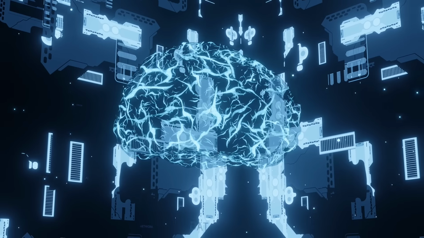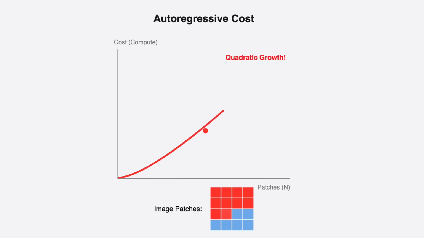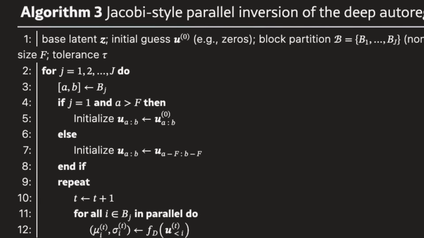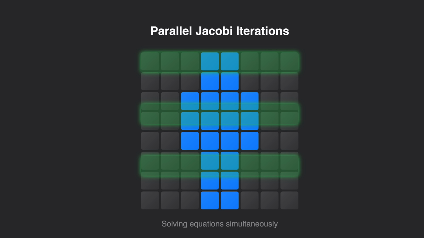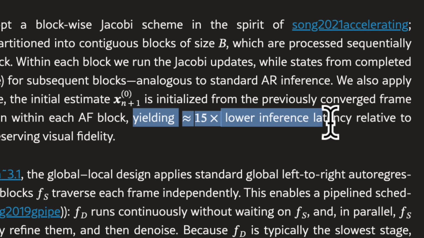And the auto-regressive part actually applies to the flow layers, which are computationally expensive since the layers transform patches of an image, and the auto-regressive cost grows quadratically with the number of patches in every layer. But Starflow gets around this using parallel Jacobi iterations to solve the same auto-regressive equations simultaneously, making the process up to 15 times faster, especially for video generation.